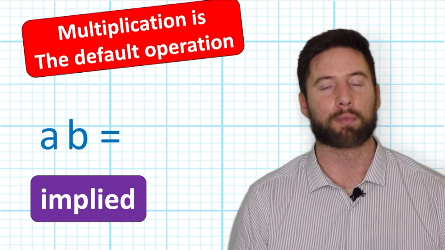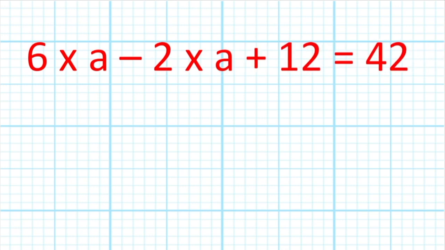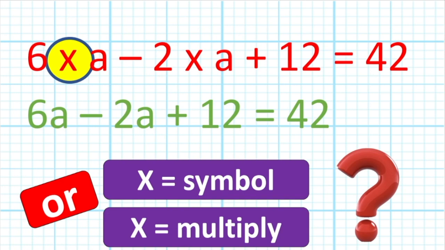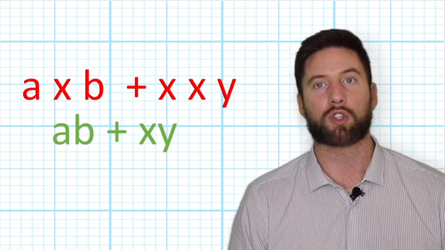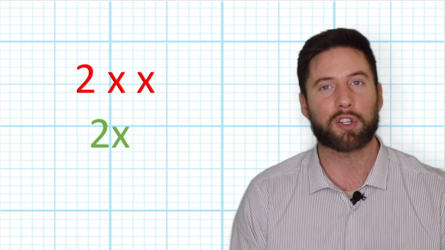The advantages of this is that it makes a lot of algebraic equations a lot less cluttered and a lot smaller, and you're a lot less likely to make mistakes confusing sometimes x symbol with x, the process. So for example, instead of having a times b plus x times y, we can have ab plus xy. Now this rule doesn't just apply when it's two symbols, it is also implied when it's a quantity and a symbol. For example, we don't need to write 2 times x, we can just write 2x. Because there's no other process between them, we are going to imply and we are going to assume it is multiplication.